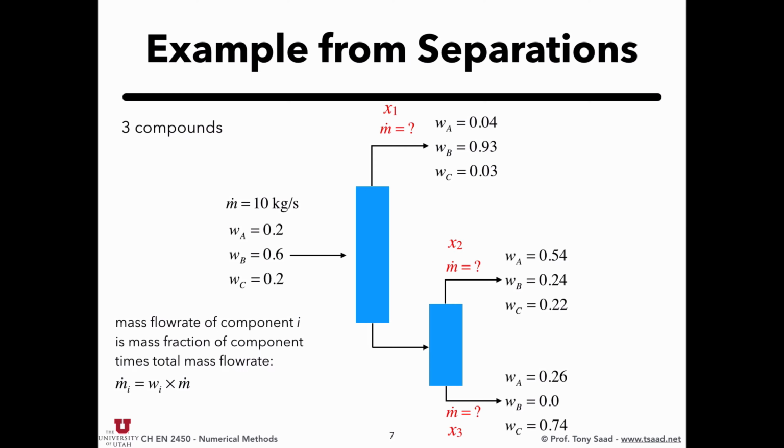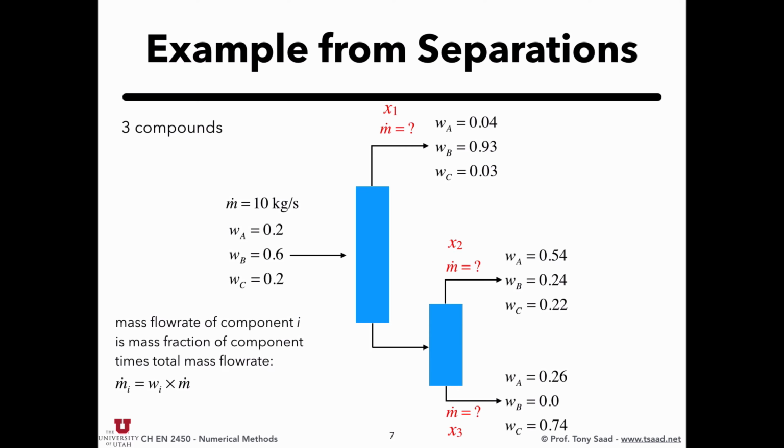And so this fluid goes through the first column of separation and then it comes out A and B without any C on the top. And then at the bottom you have another column that separates A, B, and C. And you see at the bottom you have A and C without any B. Anyway, in this particular configuration, the fluid comes in at a mass flow rate of 10 kilograms per second, and the mass fractions of the compounds A, B, and C are given by 0.2, 0.6, and 0.2 respectively. A mass fraction is simply the fraction of the total mass. So you have 20% A, 60% B, and 20% C.